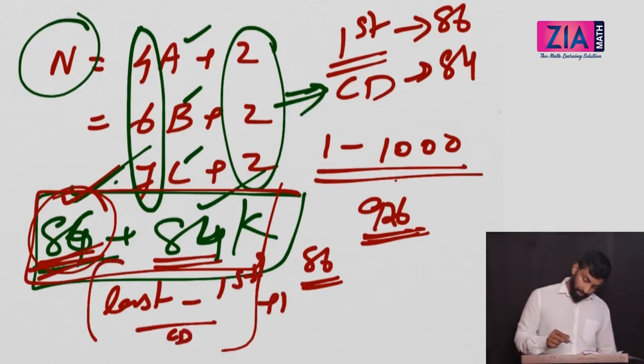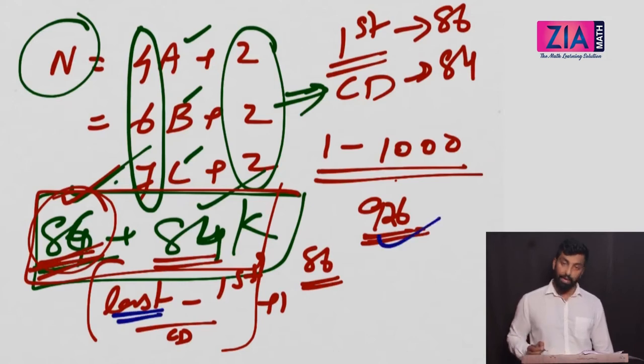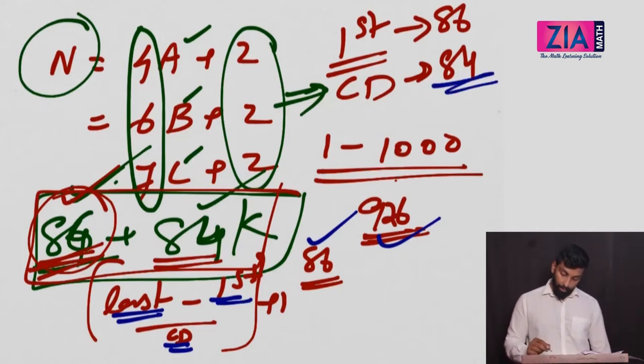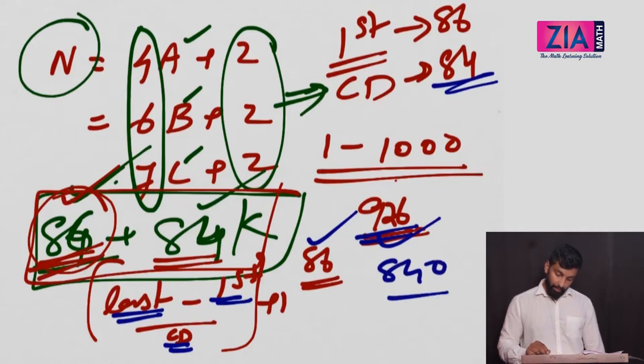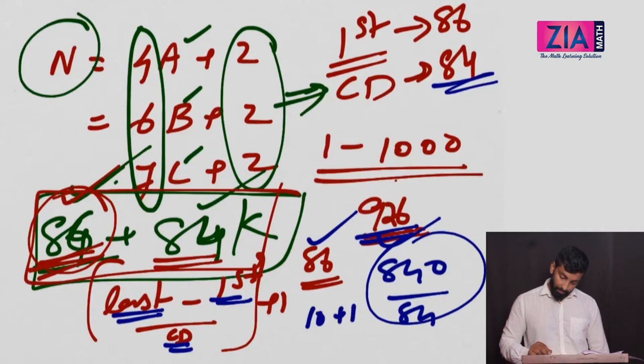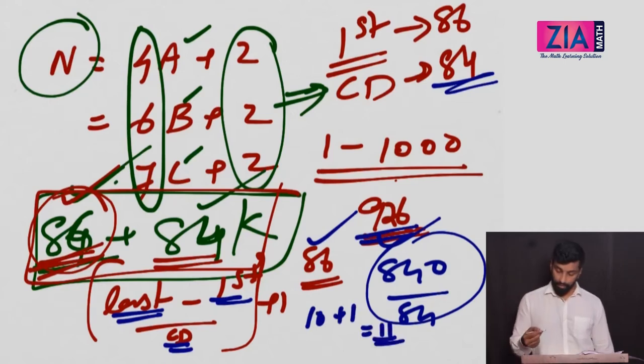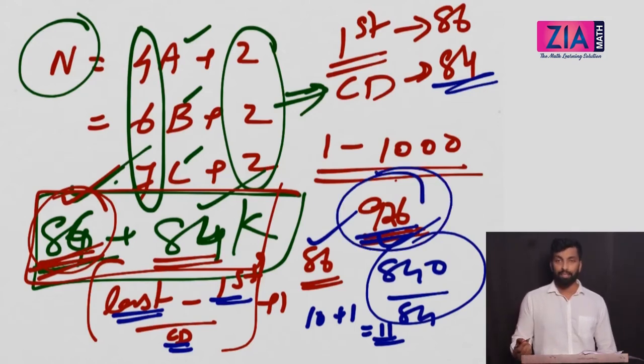You just need to see whether you know the last term. Yes, you got the last term. Whether you know the first term. Yes, obviously you know the first term, and you know the common difference. Now if you substitute, you get 926 minus 86, which is 840, divided by 84. That means you get 10 plus 1, which is 11. This is what we actually found out before: we found the 11th term, 926. So here we did the reverse approach only. These are the possible questions that can be asked.